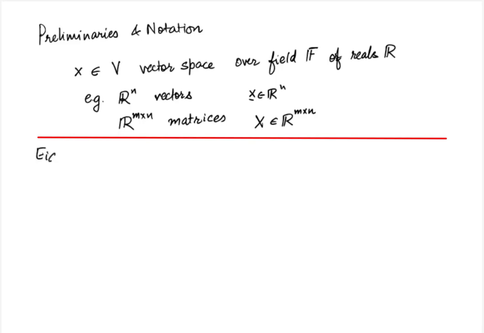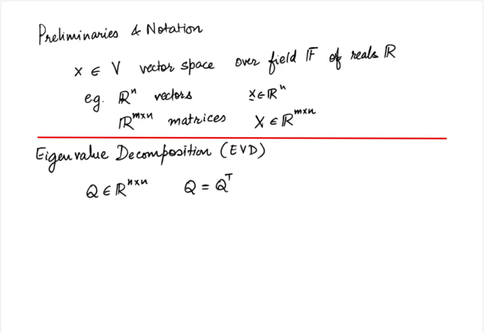Let us recap the eigenvalue decomposition. Consider a square symmetric matrix Q in R n cross n. Such a matrix can be written as U times capital lambda times U transpose, where U is an n cross n orthogonal matrix. Recall that an orthogonal matrix is one that satisfies U times U transpose equal to U transpose times U equals identity. In other words, U and U transpose are inverses of each other.